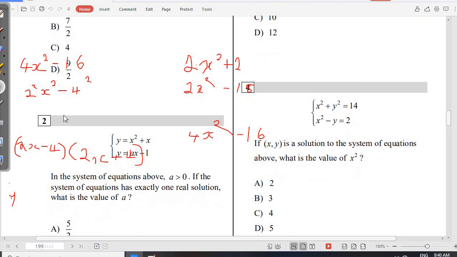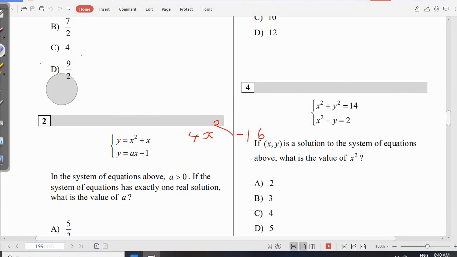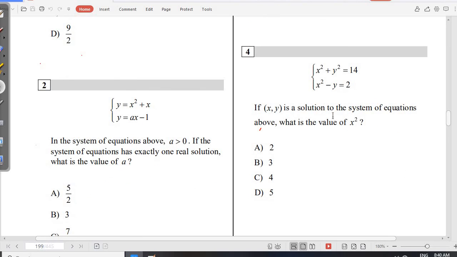Alright, let's look at question number 4. I think this is the last question you can take before you go into your test questions. Question number 4 says x squared plus y squared equals 14, x squared minus y equals 2. If (x, y) is a solution to the system of equations above, what's the value of x squared? This question is not too far-fetched. It's not too hard to decipher.